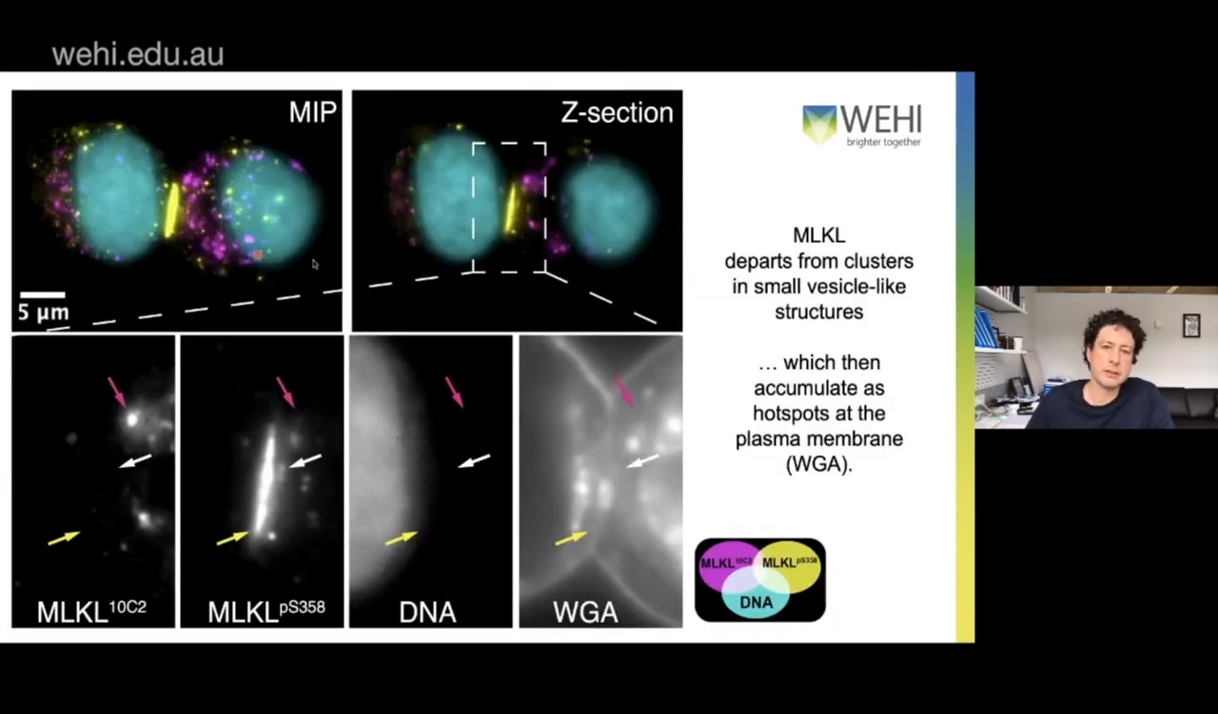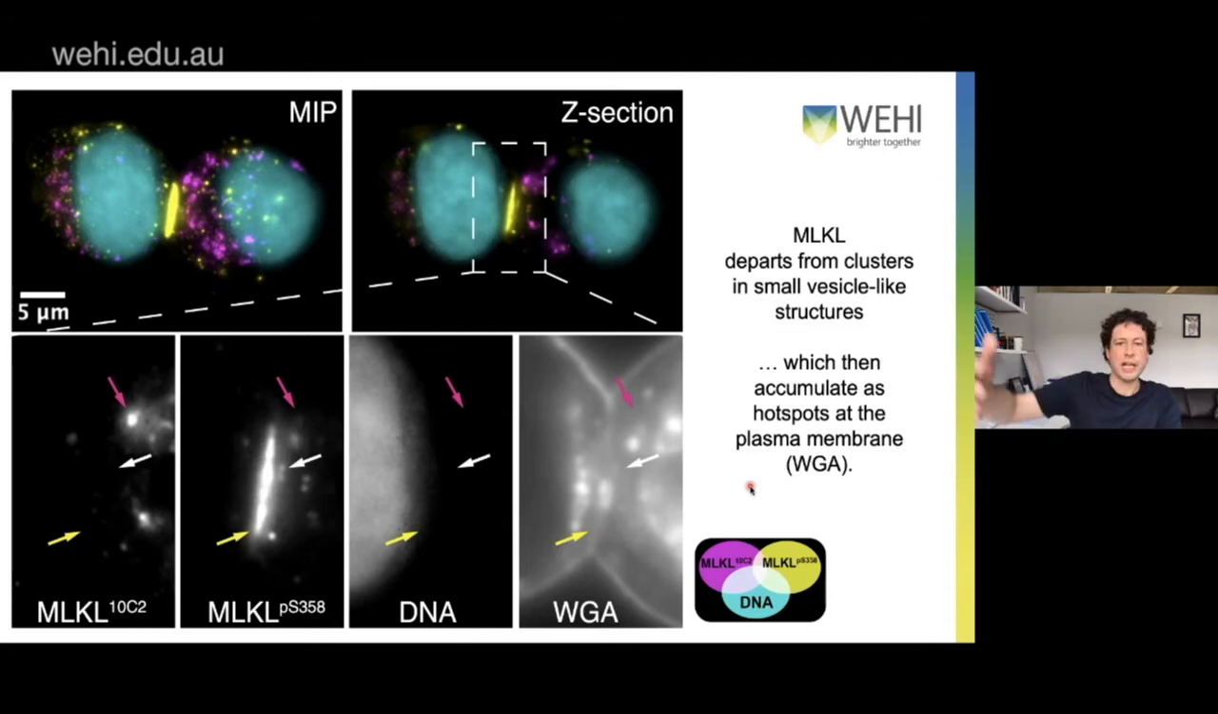So those cytosolic clusters, if you zoom in on one of them here, you can see an emanation of what's that terminal step. This is another antibody against MLKL. From these cytosolic clusters that co-stain for RIPK1, there seem to emanate small vesicle-like structures of the terminal steps in MLKL, recognised now by this late phospho antibody. So MLKL seems to depart from these clusters in small vesicle-like structures, which then accumulate as these quite striking hotspots. And here you can see this hotspot co-localizes very nicely with the wheat germ agglutinin stained plasma membrane.